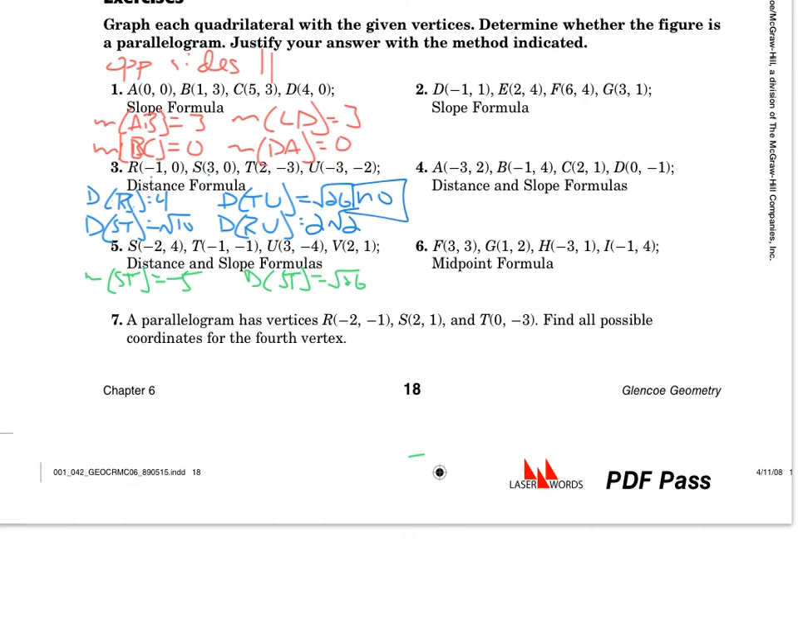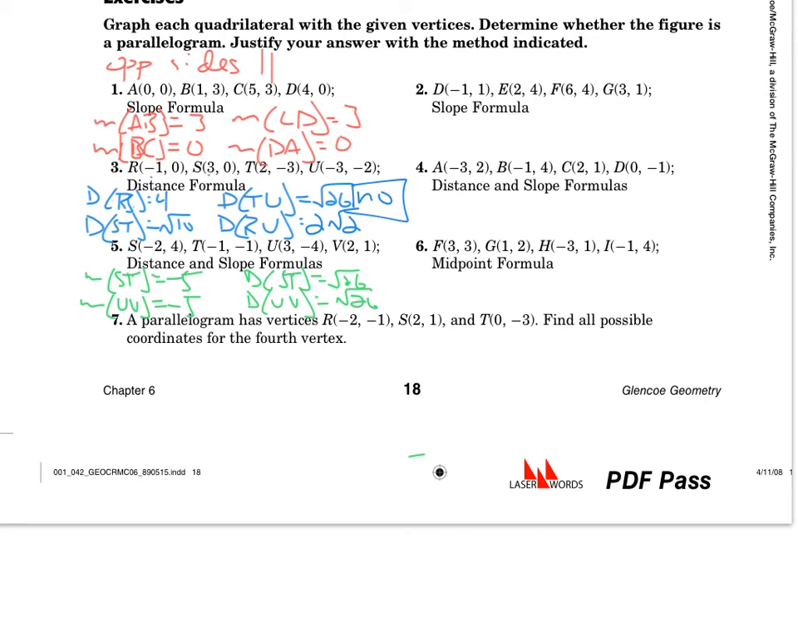Right, for UV, we know that's an opposite side because they don't share any of the points, so there's no way they would touch each other. From U to V, that slope is going to be 1 plus 5 and 2 minus 3, again negative 5. That's good so far. The distance from U to V, the distance from 3 to 2 is 1, and negative 4 to positive 1 is 5, so again root 26. When you add those up, 1 plus 25 is 26, can't reduce it.